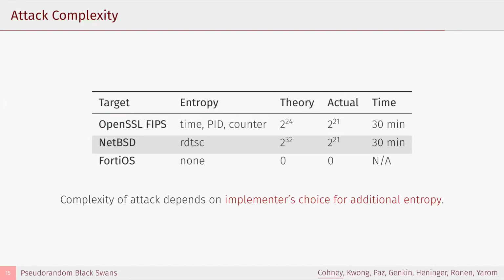At a maximum, our brute force procedure took 30 minutes, and for Fortios, a prominent network operating system, we didn't have to do any work at all. No additional entropy was used in their implementation.